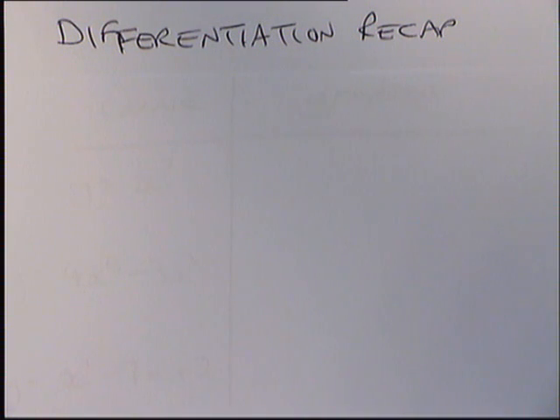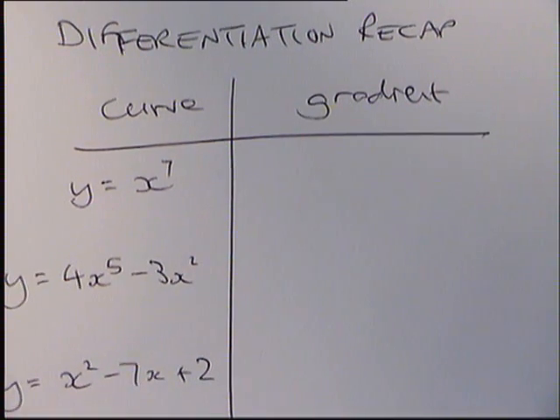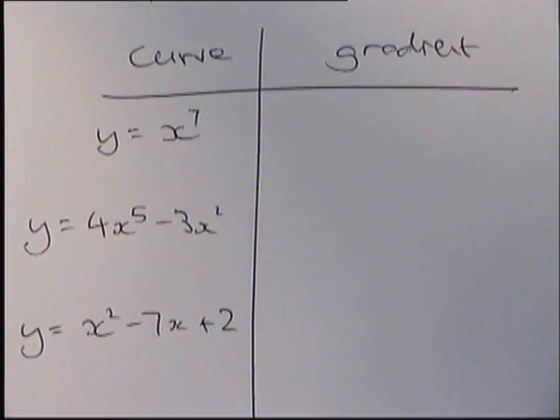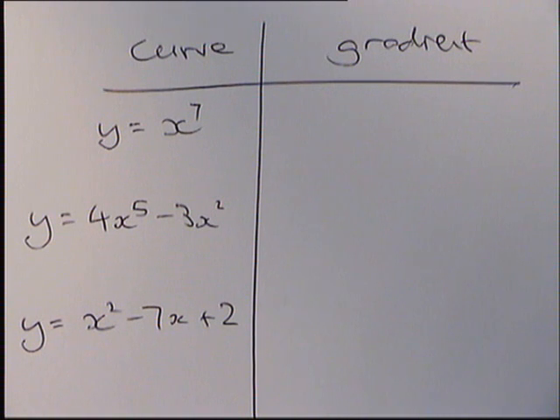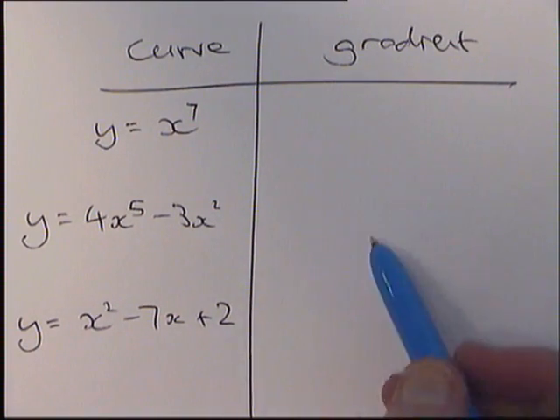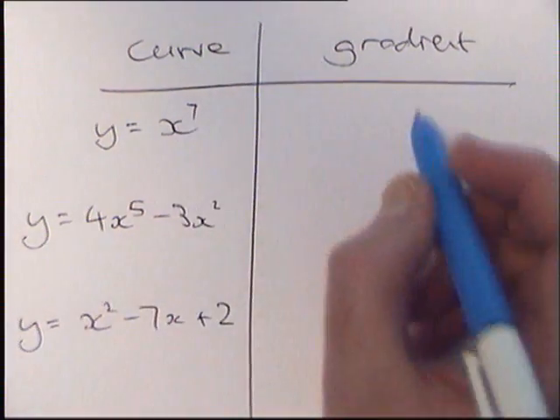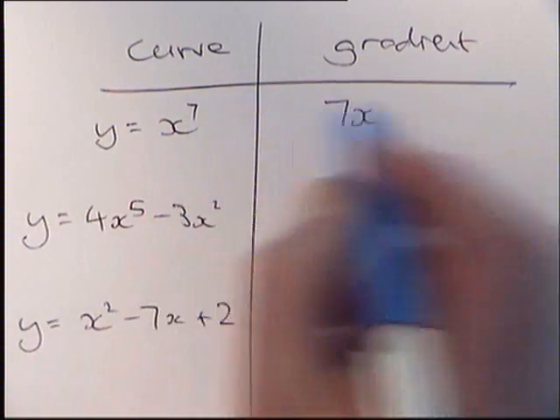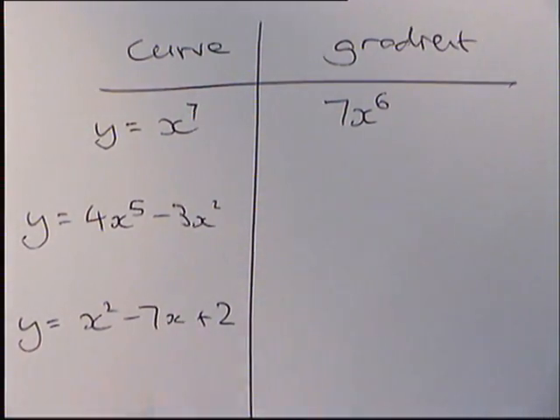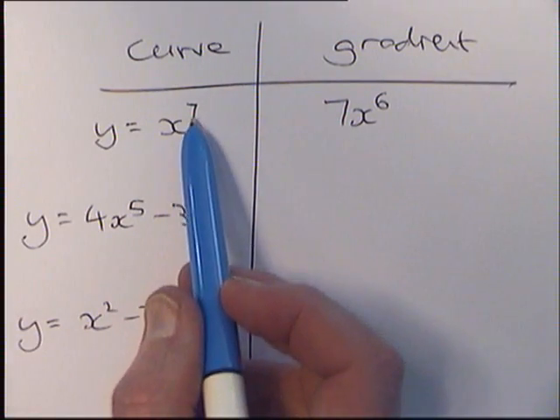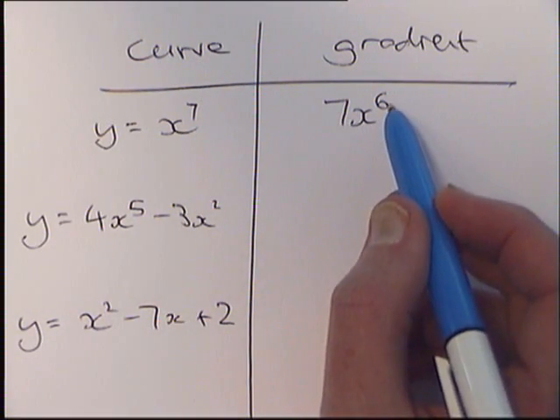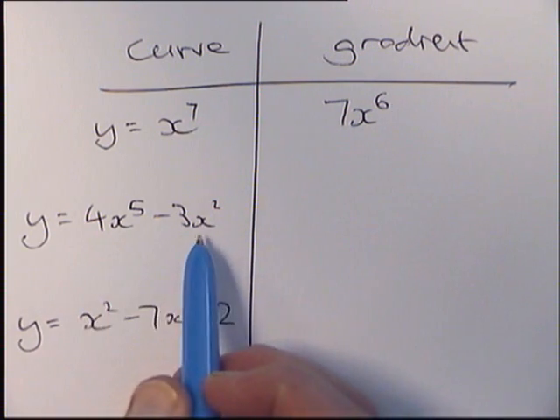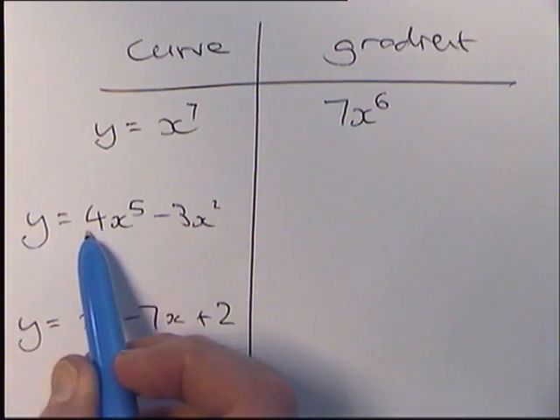The topic we've been doing has been called differentiation. It's an area of maths called calculus, and it's all about finding the gradient of curves and then using that to solve problems. So a quick recap. If we've got the curve y equals x to the power of 7, and we want to find the gradient, what we do is we take the power number down to the front, and we knock one off the power. So the gradient of the curve y equals x to the power of 7 is 7x to the power of 6. If we do it on here, we bring the power down to the front.